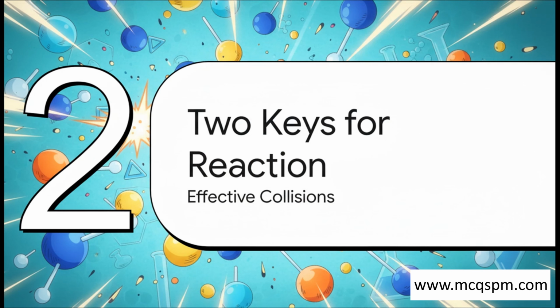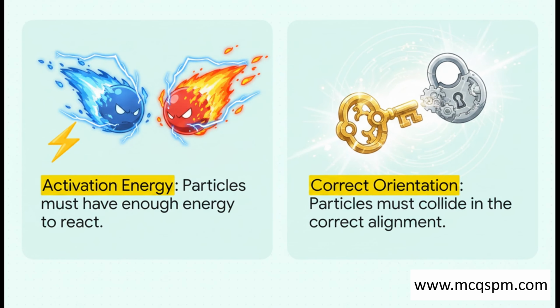So what's the secret recipe then? What makes one collision fizzle out and another one create a full-blown chemical reaction? Well, it turns out there are just two secret ingredients, two conditions that have to be met every single time. Just think of it like a simple checklist. For any collision to count as effective, it has to tick both of these boxes.